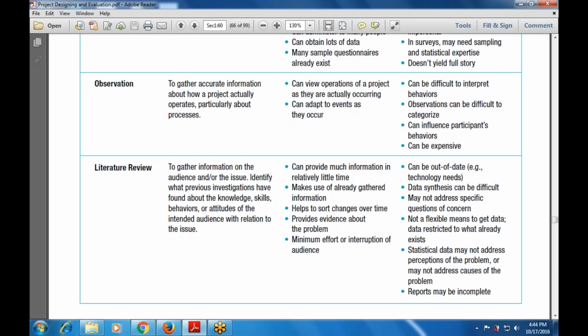So data synthesis can be very difficult in the literature review. Then it may not address specific questions of the concern, whatever the question that is not addressed. Then it is not a flexible means to get the data, to get the relevant data. Data is very restricted to what already exists. So it is not a flexible means to get the data.